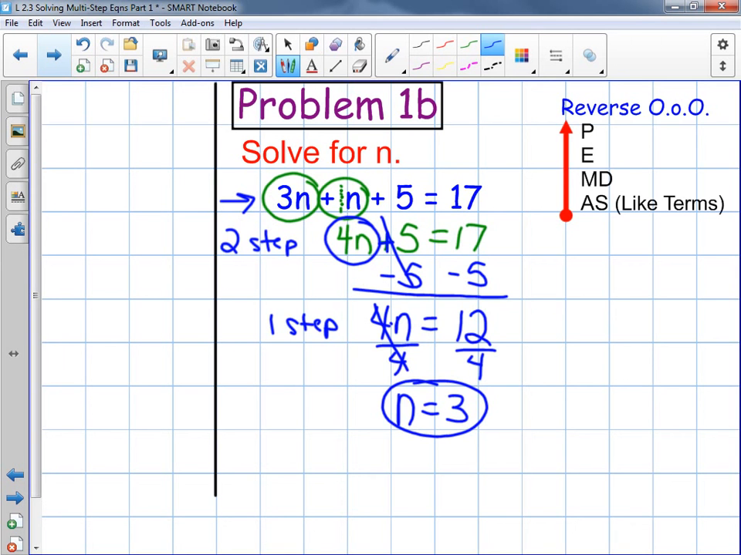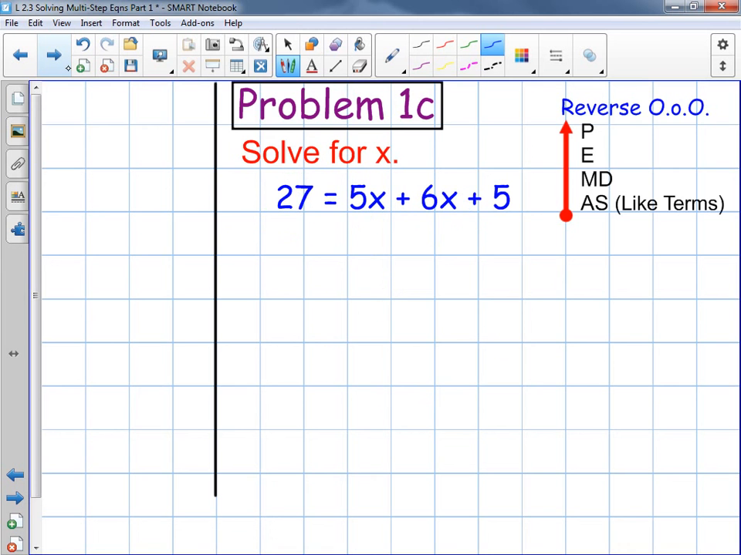Okay, last problem. This is problem 1c. And once again, you can copy this down if you want to pause the video while you copy it. This problem looks very similar to the other problem, problem 1b. The only difference is I've put the variables on the other side of the equation just to see if you're paying attention. And in this problem, the first step is to add like terms.